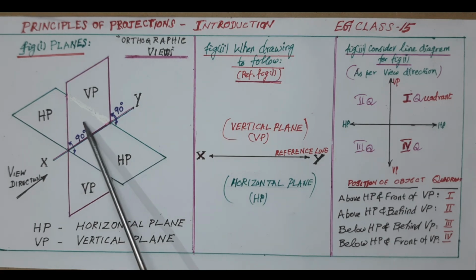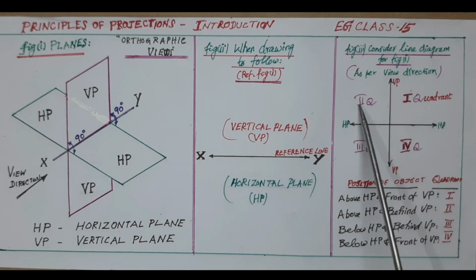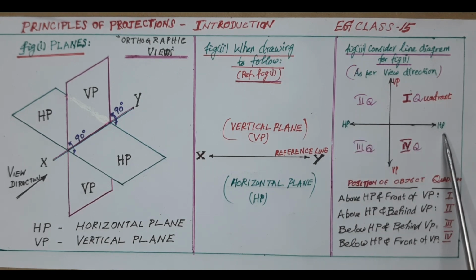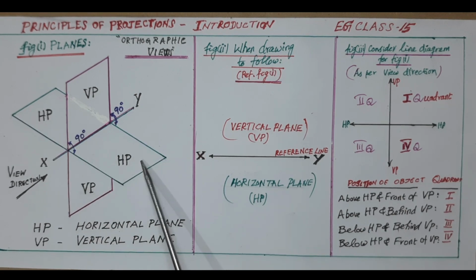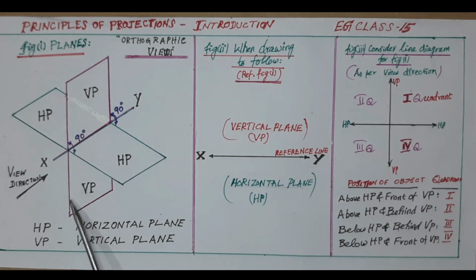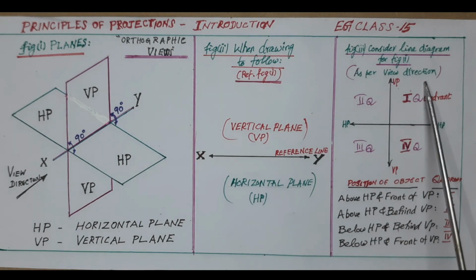Here this is the first quadrant. While it is viewed from this direction, there are four quadrants, that is first quadrant, second quadrant, third quadrant, fourth quadrant. This horizontal line is shown as the horizontal plane, and then these two are mentioned in the vertical plane. So this vertical line at a right angle is shown as the vertical plane. This is as per view direction.